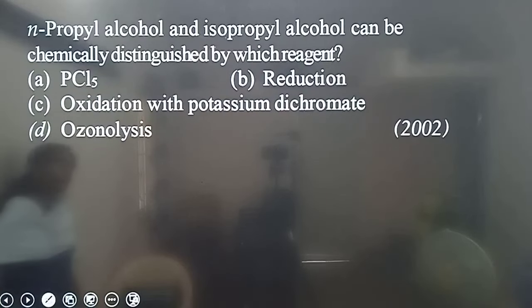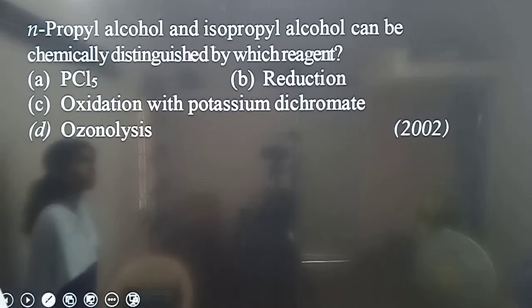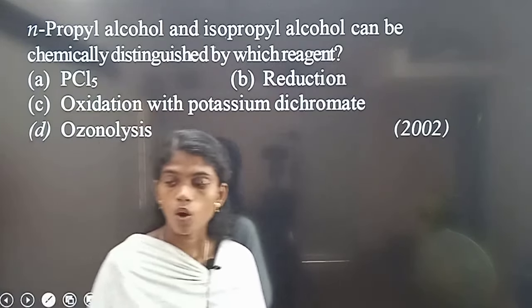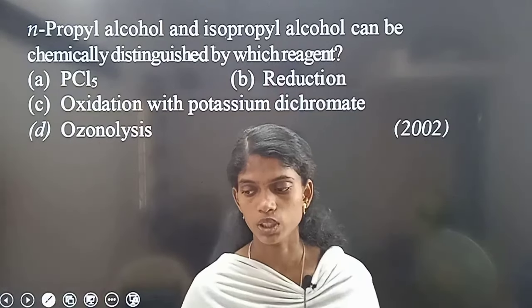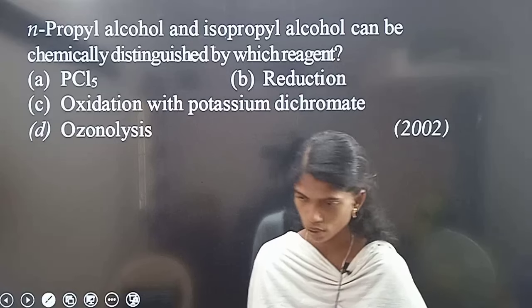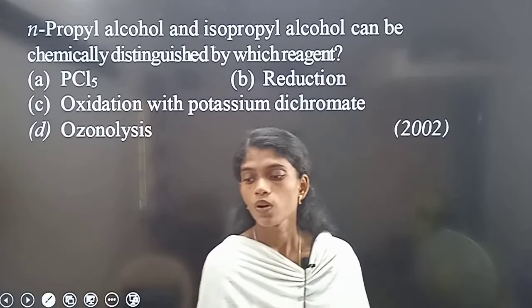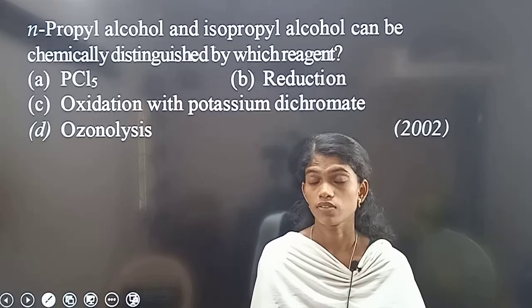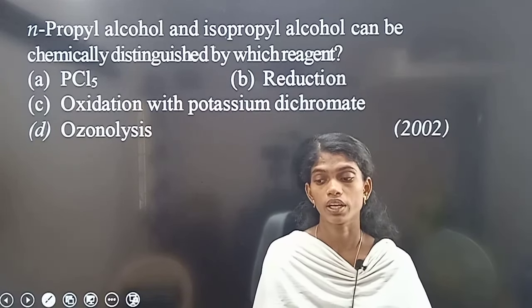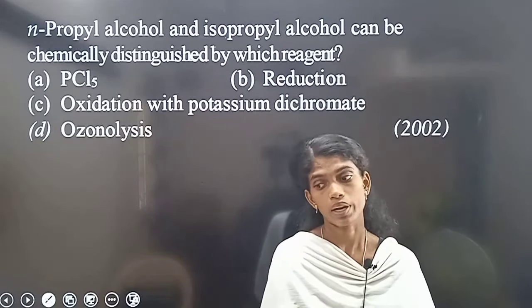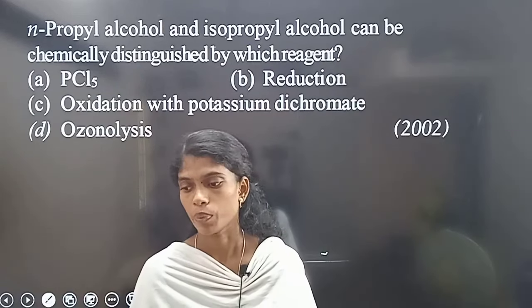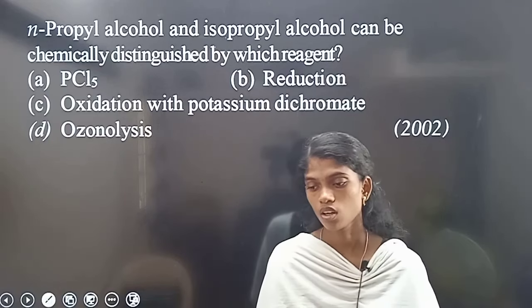n-Propyl alcohol and isopropyl alcohol can be chemically distinguished by which reagent? So option A PCl5, option B reduction, option C oxidation with potassium dichromate and option D ozonolysis. In the first one, if you add PCl5 to n-propyl alcohol, it will form n-propyl chloride, and similarly isopropyl chloride. Reduction, it will form propane, both will form propane.